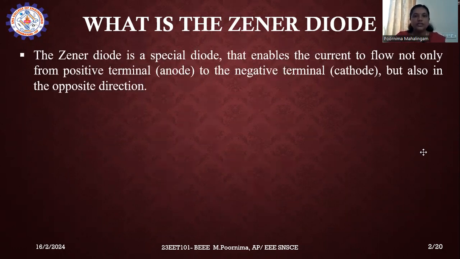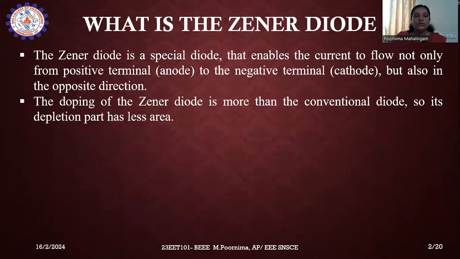A Zener diode is a special diode that enables the current to flow not only from the positive terminal of the anode to the negative terminal of the cathode, but also in the opposite direction. Previously we have seen the PN junction diode. It is a unidirectional device, but the Zener diode is a bidirectional device. It flows from positive to negative and negative to positive.